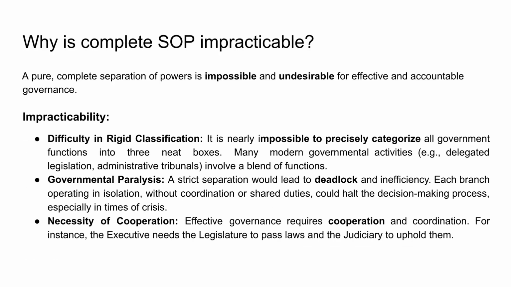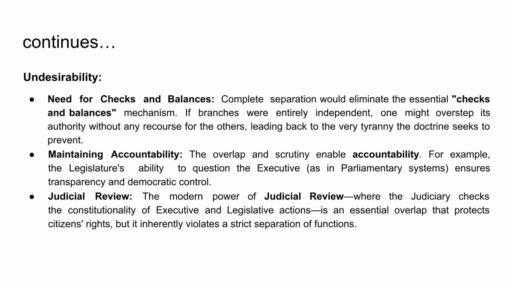A complete separation of powers is impracticable due to the difficulty in rigidly classifying all government functions. Strict separation would also lead to governmental paralysis, as effective governance requires cooperation. Complete separation is also undesirable, as it eliminates essential checks and balances, making accountability difficult. Judicial review, a necessary function to protect rights, inherently involves an overlap of functions.